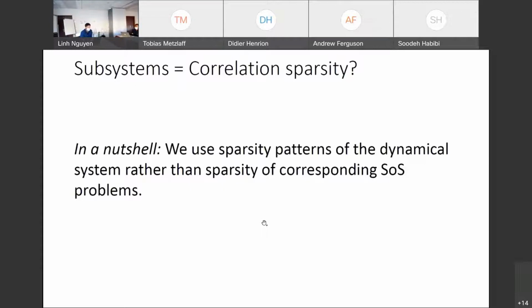To sum it up, I would say even if we apply sum of squares methods, we use rather the sparsity structure of the dynamical system itself than the sparsity we could encounter in the sum of squares problem. But using the right formulation, I think we can make them coincide. But to me, the moral is that we use sparsity of the dynamical system.